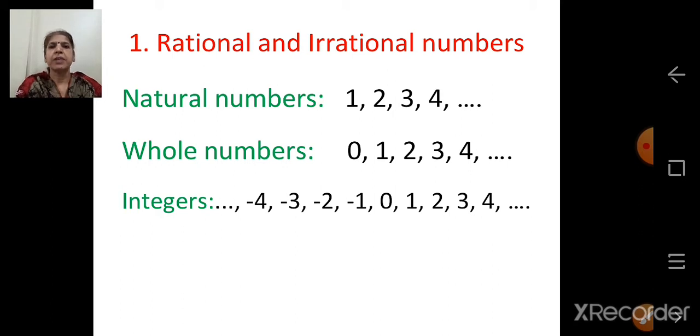In this chapter we have studied about natural numbers, numbers from 1, 2, 3, 4 onwards; whole numbers, the numbers that start from 0, 1, 2, 3, 4 onwards; and integers, that is negative numbers, 0 and the positive numbers.